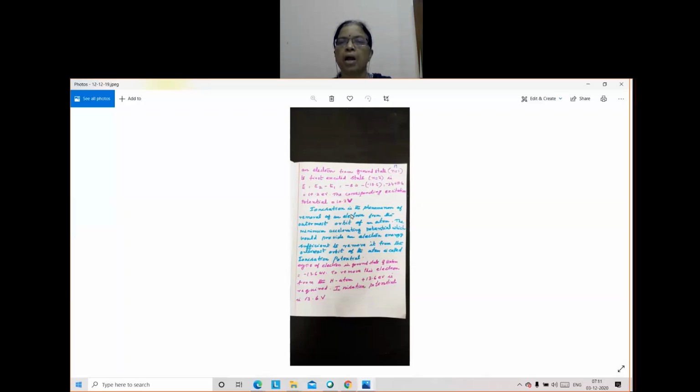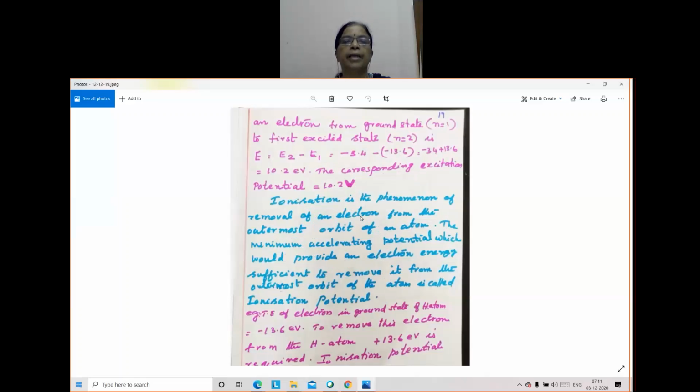And how much energy is required? How will you know that? For that, we should know the energies of the electron in different orbits. One example is given here. See, E2 level energy is minus 3.4, and E1 level, that means ground state. This is the first excited state.